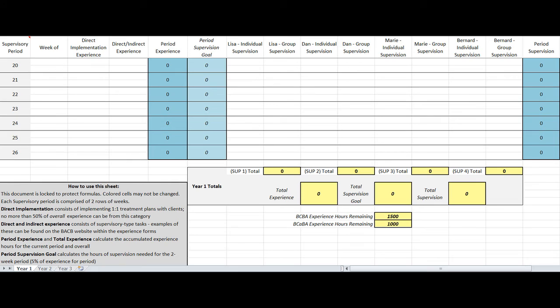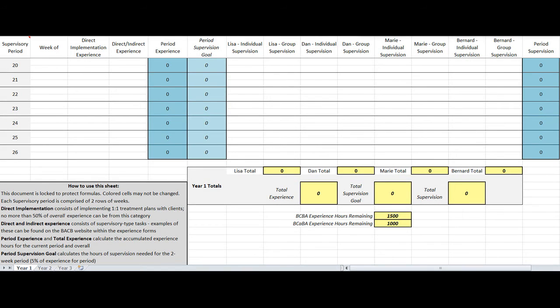So let's go ahead and look at our year 1 totals. Here you're going to see all of the calculations that this sheet is going to put out for you. On the top row, you'll again see all of your individual supervision by each supervisor. Change each of those supervisor numbers to the actual name of your supervisor and you'll be able to see how much supervision you got from each individual person that year. Also in these year 1 totals, you'll find your total experience, your total supervision goal, and your total supervision.